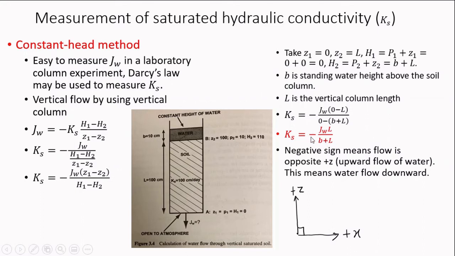You can see that there's a negative sign here. Negative sign means flow is opposite to positive Z. Positive Z is upward flow of water. Since it's negative, this means that the water flow is downward, against the positive Z. So it means that the water will flow downward.